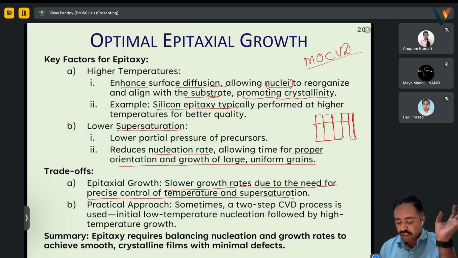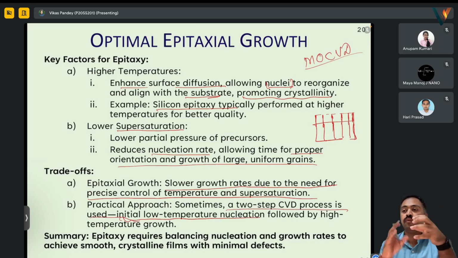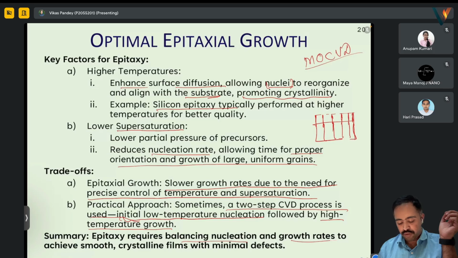In general, it is a two-step CVD process where at low temperature initially the nucleation is done. That is the formation of our next nucleus or the output that we want, the film that we want. And then high temperature growth will actually let it align with the substrate crystal. Okay. So epitaxy requires balancing nucleation and growth rate to achieve a smooth crystalline film with very minimal defects.